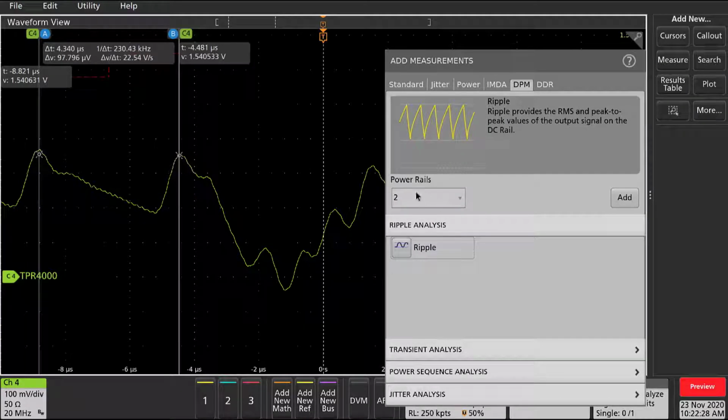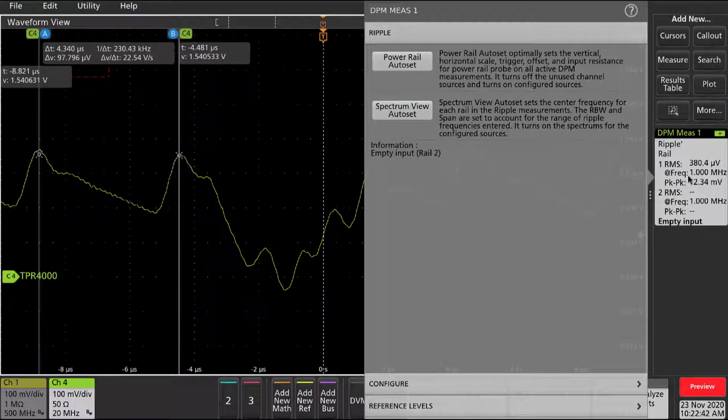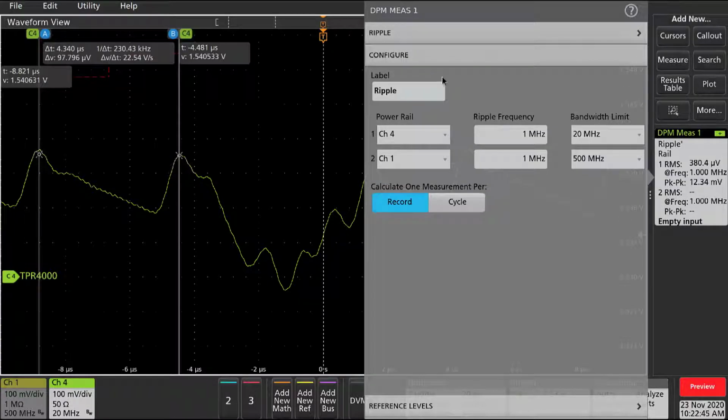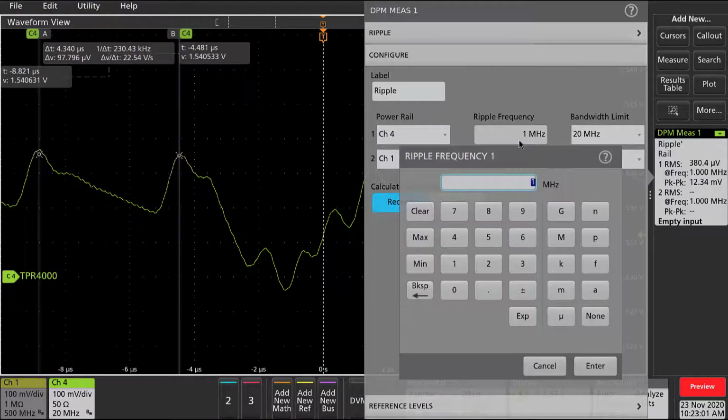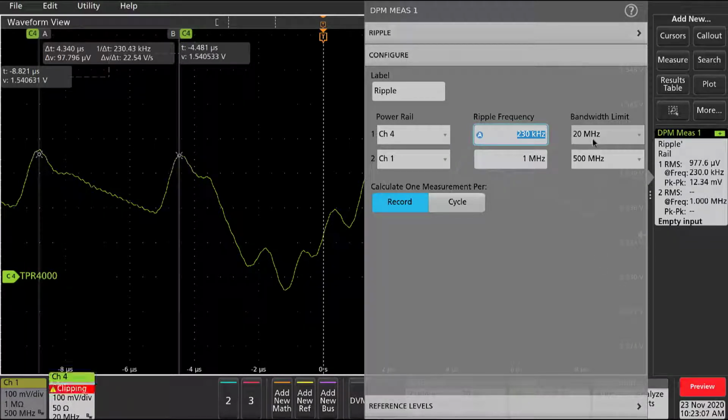So for the moment, we'll focus on our ripple analysis. I'm going to add 2 power rails to this measurement. That way we can pull in the lower frequency and ripple on ripple measurement. So I'll add this here. I'll go in and double click on this section and go into my configuration menu. And this is where we get to assign the different values for each of the ripple measurements that we want to make. So what I'll do first is set my first rail to be on channel 4 at the lower frequency, so 230 kilohertz with a 20 megahertz limit.